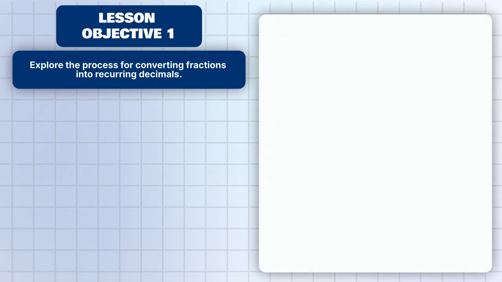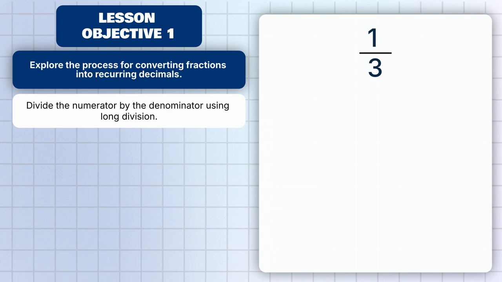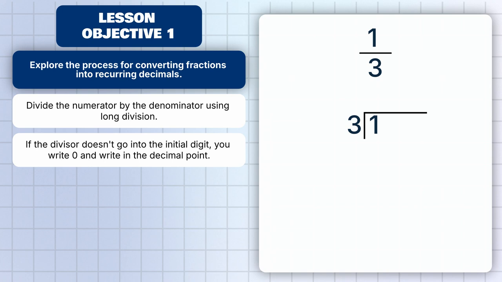To understand this process, let's convert the fraction 1/3 into a recurring decimal. The goal is to use long division to perform this conversion. First, we divide the numerator by the denominator. Set up the division problem, 1 divided by 3. Now ask yourself, how many times does 3 go into 1? It doesn't. So we write 0 and write in the decimal point, making it 1.000.